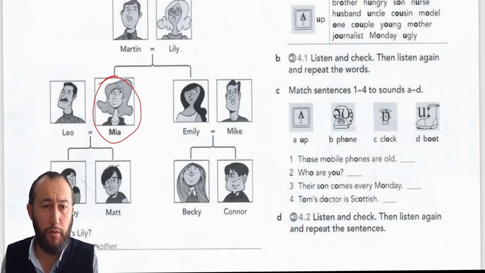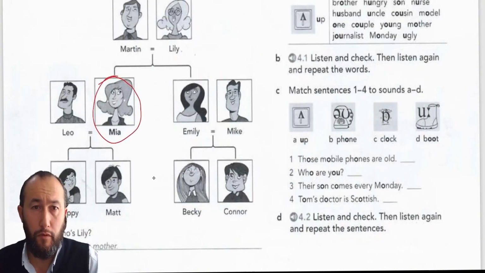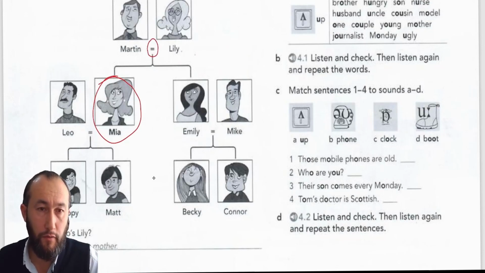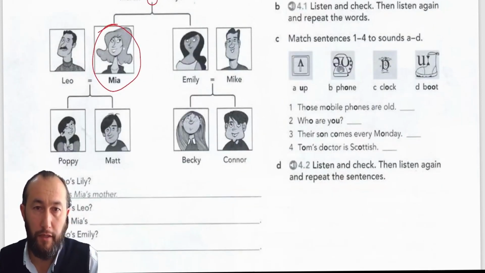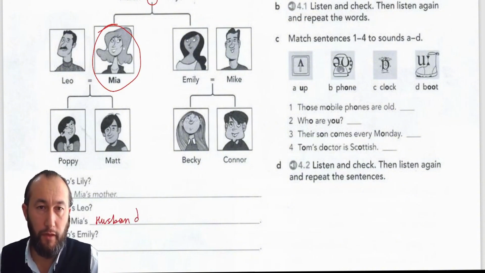Good. Who is Leo? So Leo, as you can see, for example, from this sign, we can see they're husband and wife. So Mia and Leo must be husband and wife. So Leo must be the husband. And then Emily and Mike, they're husband and wife, and they have children here. So who is Leo? Number 2. He's Mia's husband.